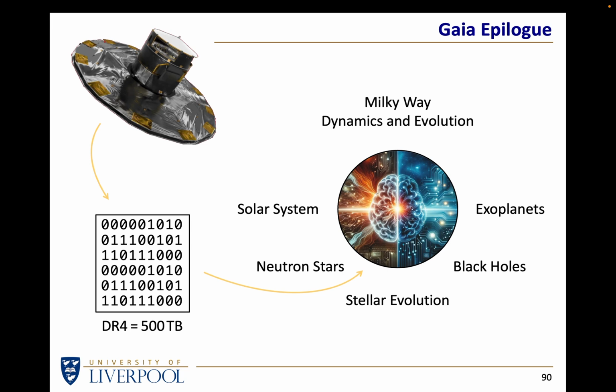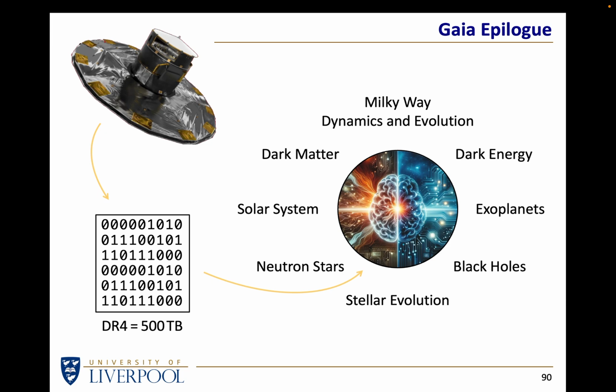Data release 5, when it eventually comes in 2030, will have so much precise data about all the stars in the Milky Way, hopefully that'll allow us to get more information about dark matter and dark energy within the Milky Way, how it's distributed and possibly how it's changing.